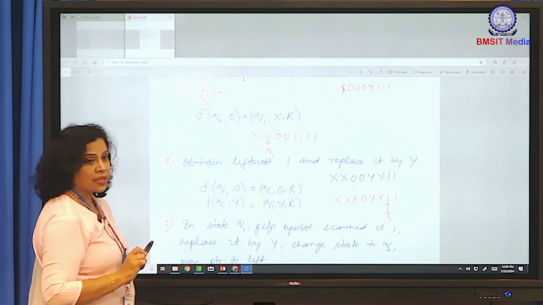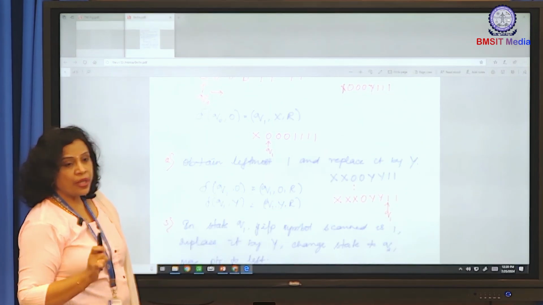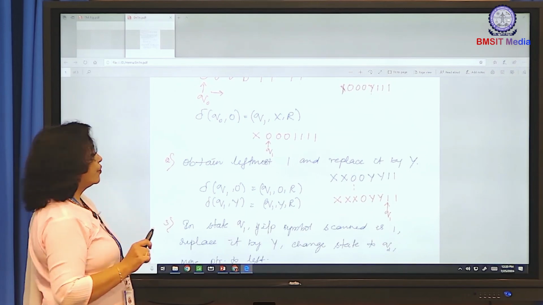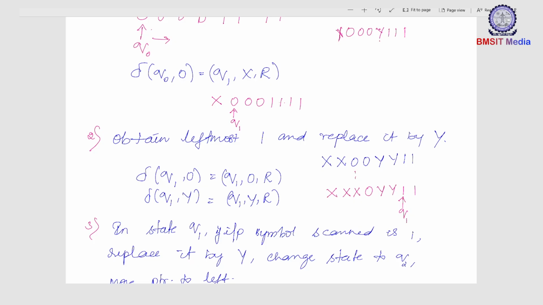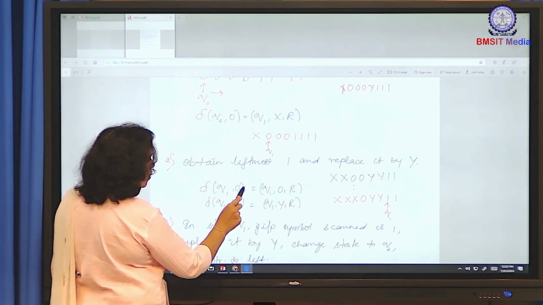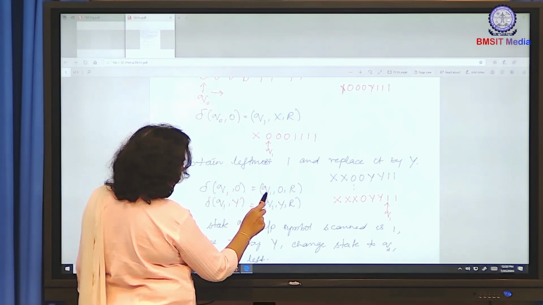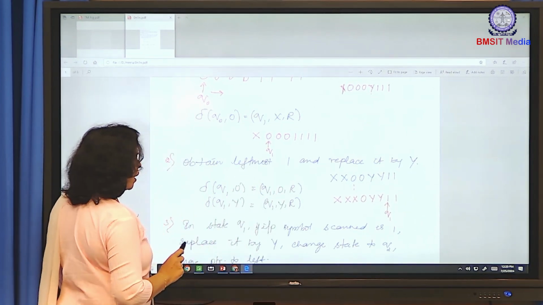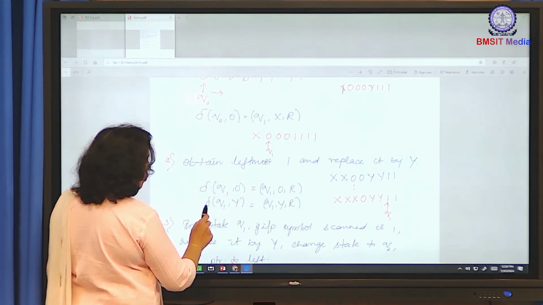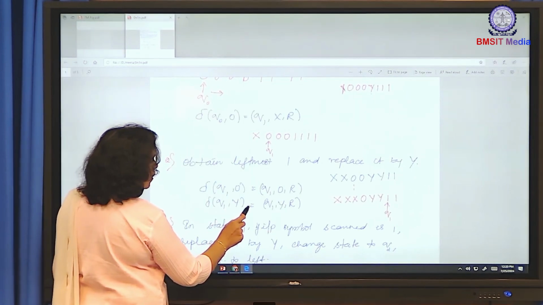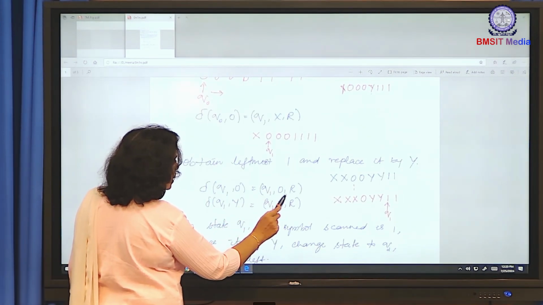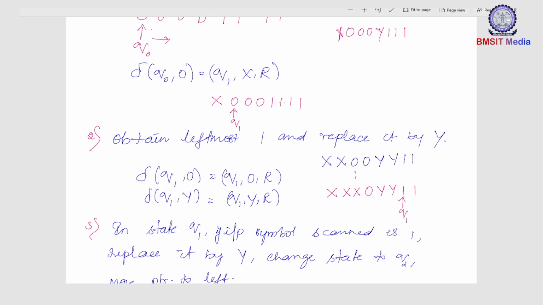I remain in the same state. Don't do anything to the input. I just go to the right. For that, I have written the transition delta of Q1 on 0, which is equal to Q1, 0 is 0 only, go to the right. Same way, delta of Q1 comma y is equal to Q1, y is y only, just go to the right.